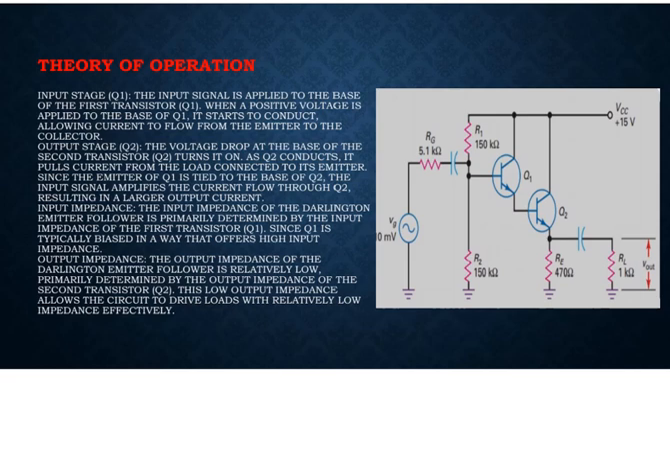The input impedance of the Darlington emitter follower is primarily determined by the input impedance of the first transistor Q1, since Q1 is typically biased in a way that offers high input impedance. The output impedance of the Darlington emitter follower is relatively low, primarily determined by the output impedance of the second transistor Q2. Low impedance allows the circuit to drive loads with relatively low impedance effectively.